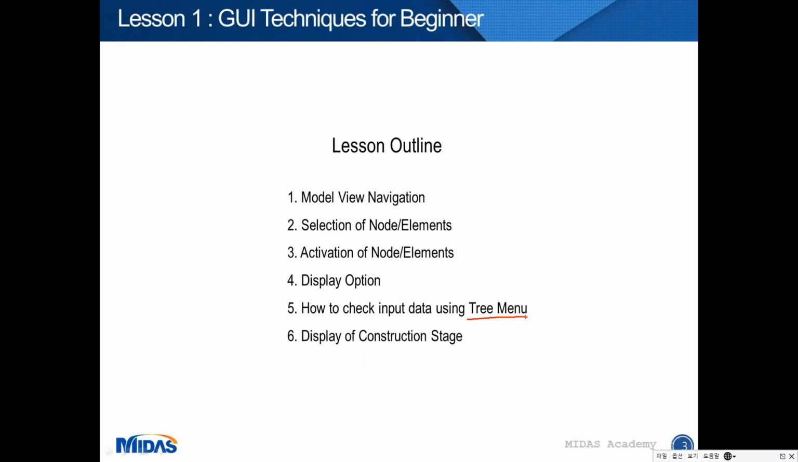Tree menu is a powerful tool when we check input data of the analysis model. Tree menu consists of items used for modeling, loading input, analysis, and design. Users can adapt to this tree structure very quickly because it is similar to the menu structure of Windows Explorer. Lastly, I will show some display options of construction stage. Okay, let's view the model in various ways.